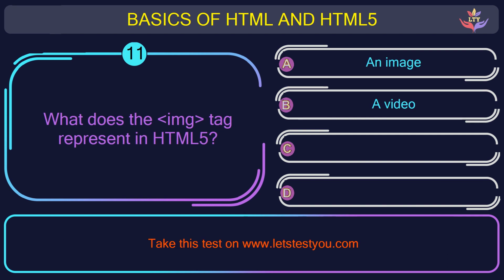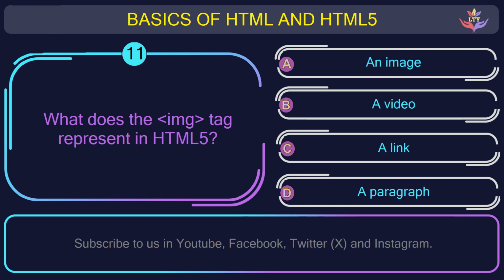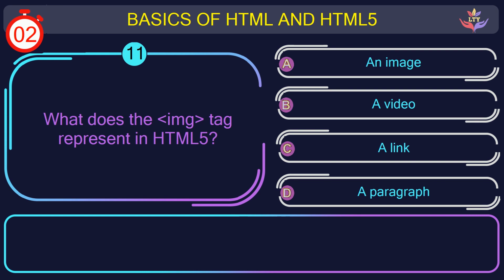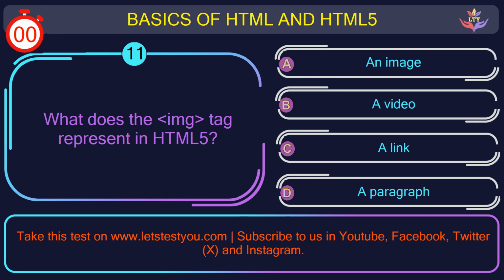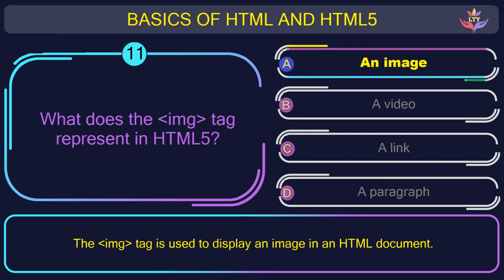Question number 11. What does the img tag represent in HTML5? The correct answer is option A. An image. The img tag is used to display an image in an HTML document.